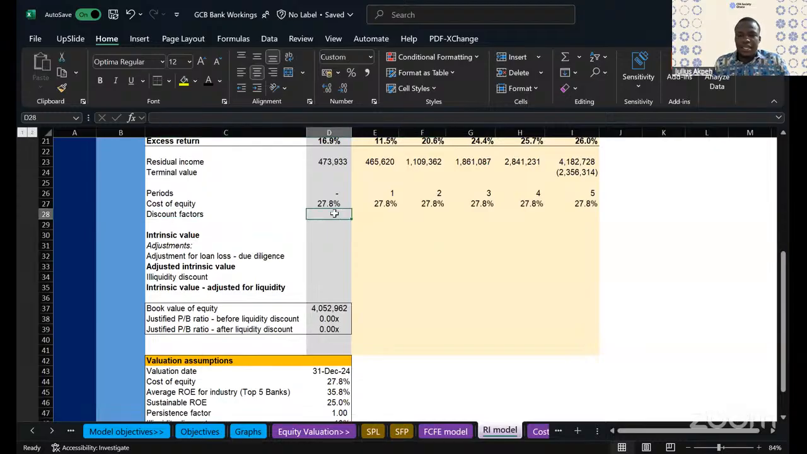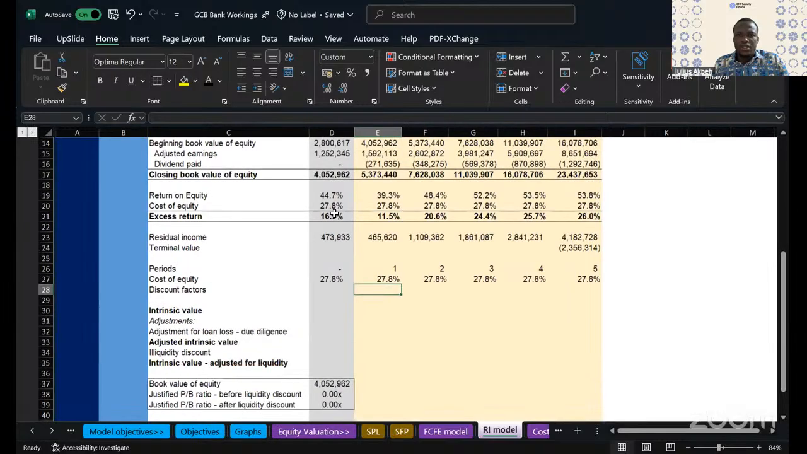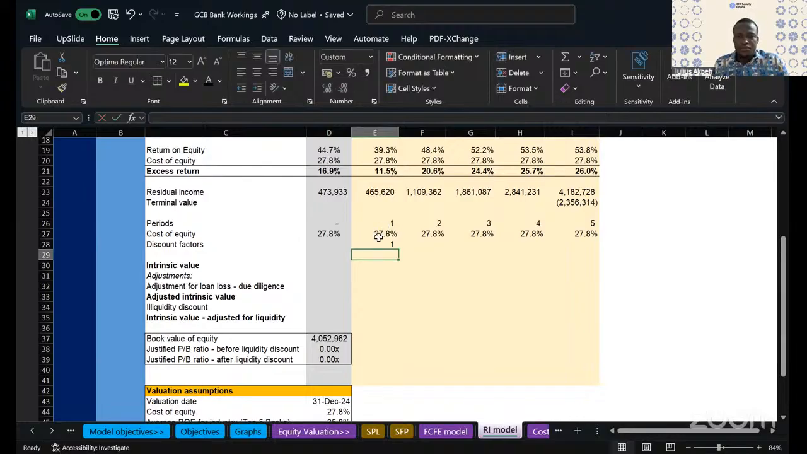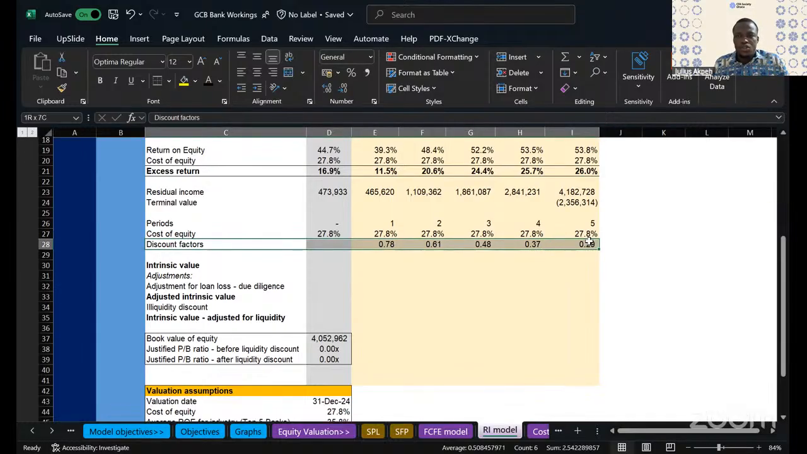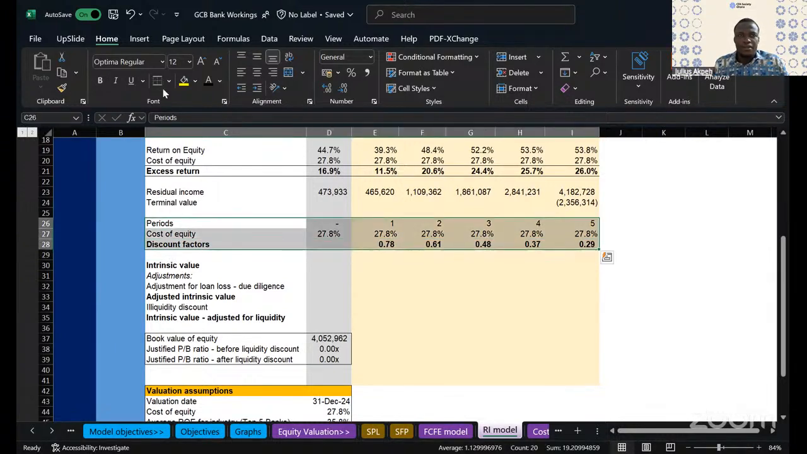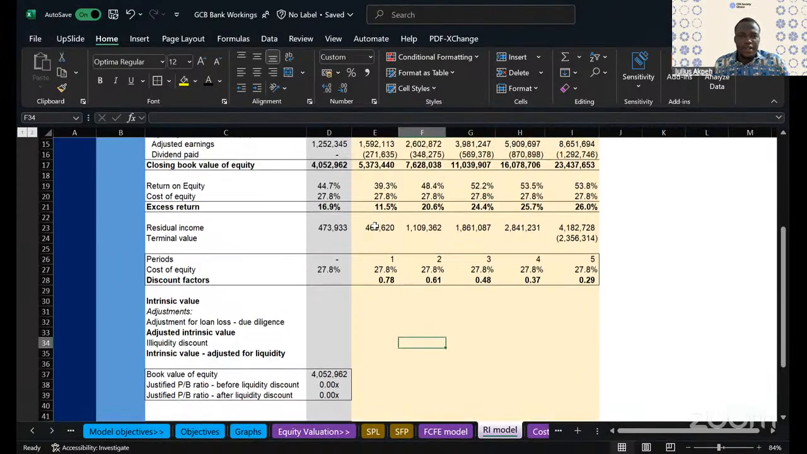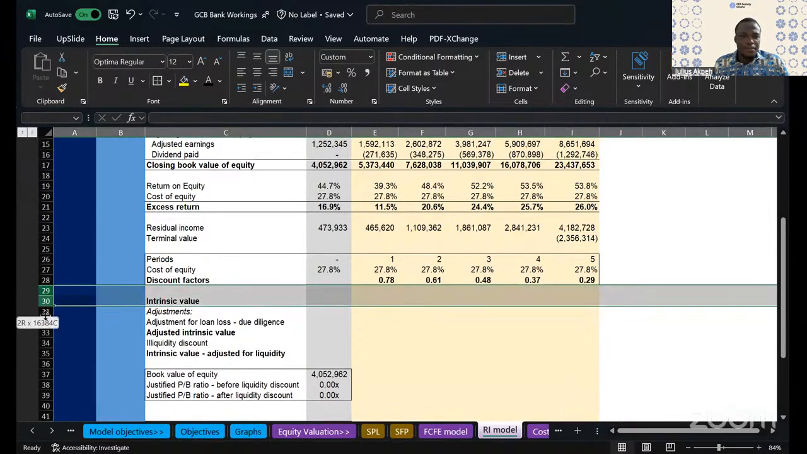The discount factors here, we will not do for 2025 because we're not discounting anything. So we have 1 plus the cost of equity to the power negative the period. This will give us the discount factors. We have them here. I can put them in brackets like this. The discount factors will be used to discount those residual incomes that we have there.